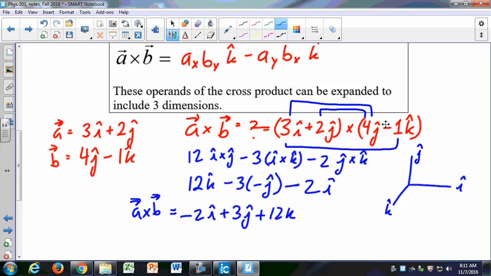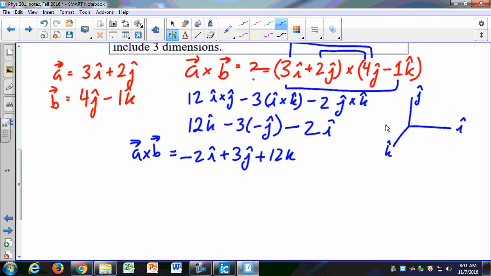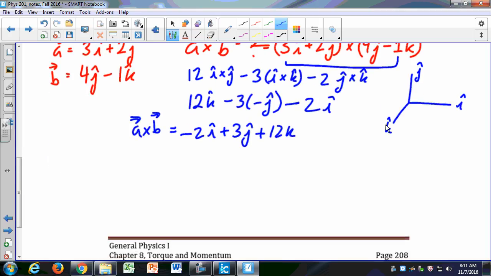All right, we'll do some more examples, and we'll also do some examples later where we find the magnitude. Remember the magnitude of A cross B. I'm not going to do it here, but we'll do it later. The magnitude of A cross B is the magnitude of A times the magnitude of B times the sine of the angle theta. We won't do angles between vectors in 3 dimensions. They get a little hairy.